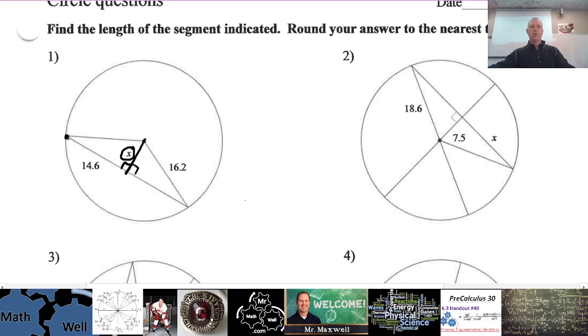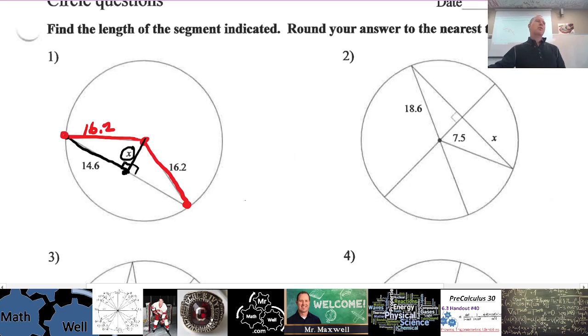14.6 appears to be this length right here. So that's the length of this side of the triangle. And then we're given 16.2 on the other side. So please note that this is a radius, right? From here to here, that's a radius of a circle, which means that this is also 16.2 because it's also a radius. So we use Pythagoras' theorem here, which I saw on your sheets that most of you did.